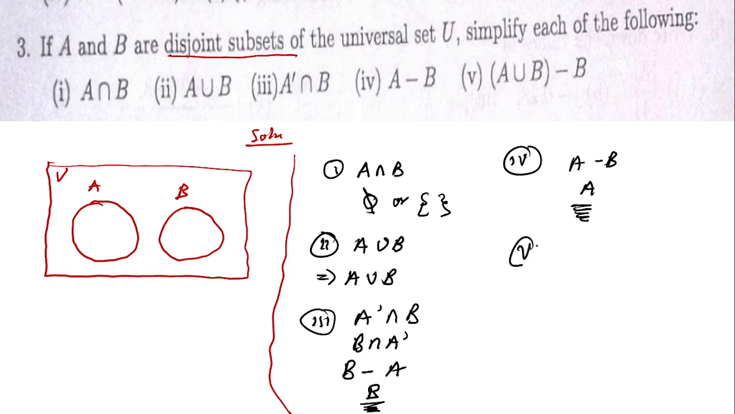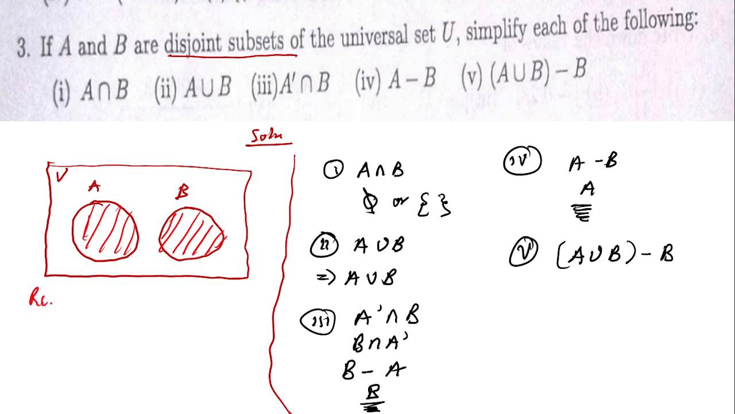Then the only one which seems to be a little bit tricky is A union B minus B. So you have A union B and then you are subtracting B. So A union B is this set I'm shading in red. So this set is A union B. A union B is in red.